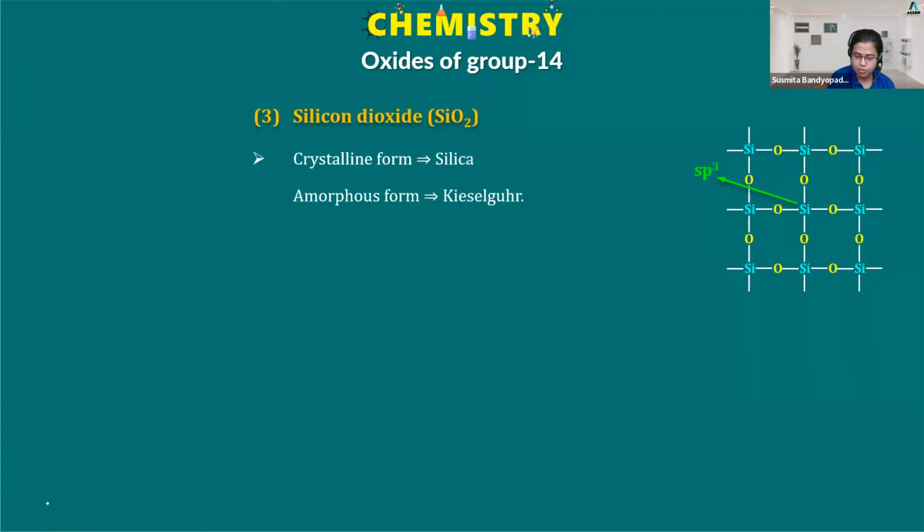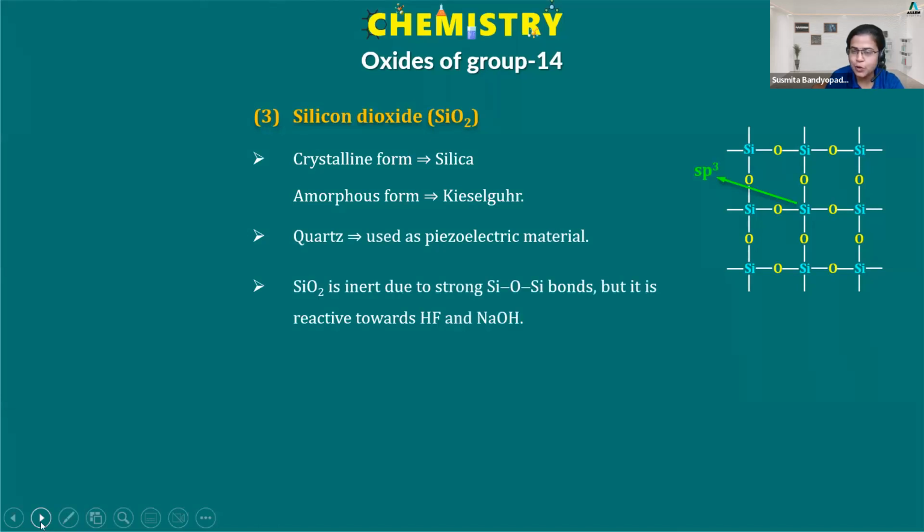So crystalline form is silica, and there is also an amorphous form. I'm not going to pronounce this name. SiO2 is very inert due to absence of free electrons and a very strong Si-O-Si linkage. But you will see that SiO2 reacts with NaOH as well as HF. When it reacts with NaOH, it forms Na2SiO3, sodium silicate.